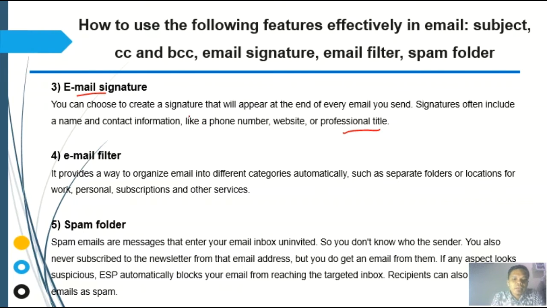And the next, number four, email filter. It is a way to automatically organize email into different categories, such as folders or locations for work, personal, secret, and other services.